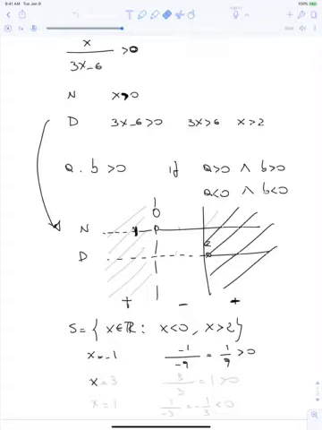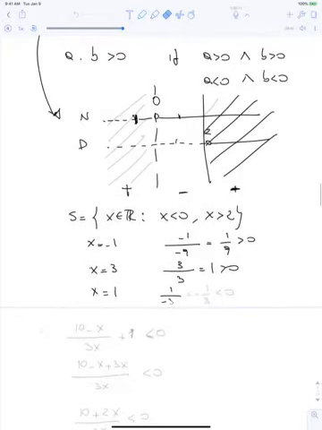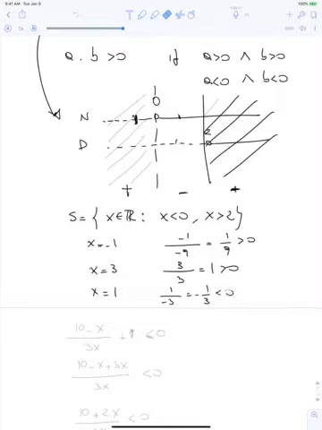We pick a number here, for example 3. This is going to be 3 divided by 9 minus 6, which is 3, so the expression is going to be 1, which is positive. Now we pick a number here in the middle, so x equal 1. This is going to be 1 divided by minus 3, which is minus 1/3, which is negative.